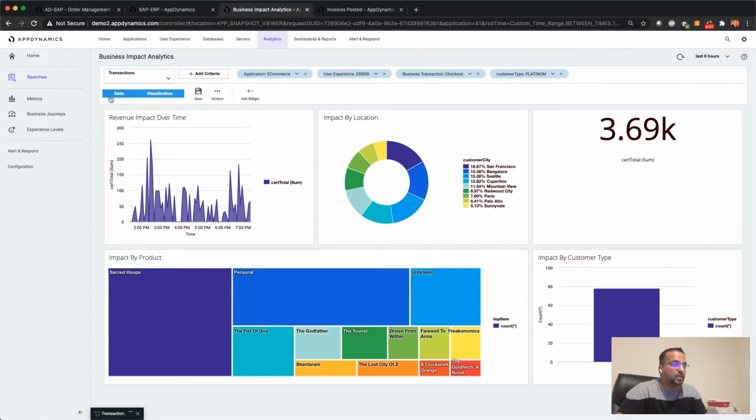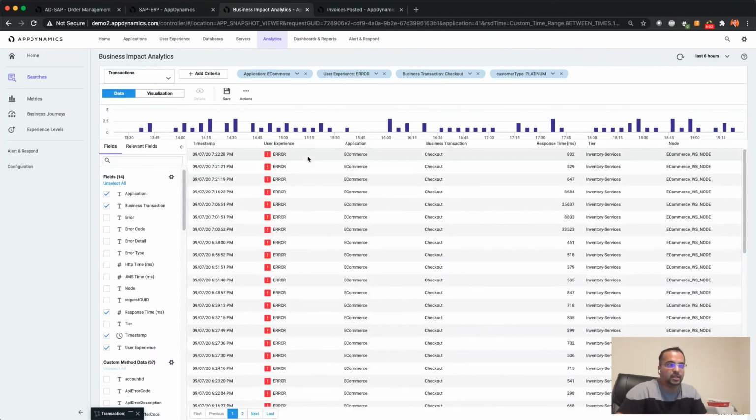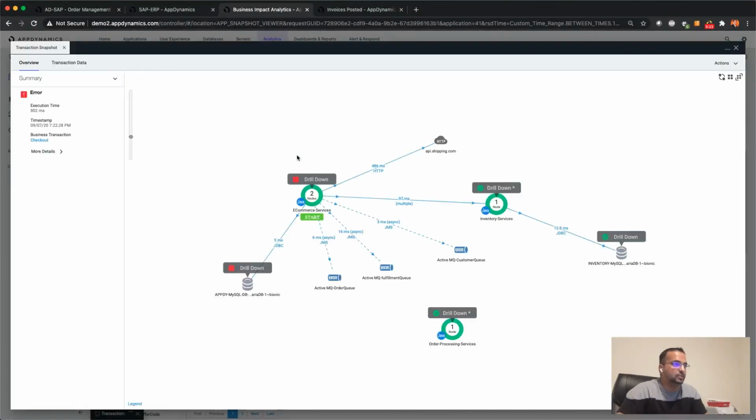When we transition to the data tab, we get the raw business transactions from where these customers are facing the problems and what exactly the problem is. Now let us take a look at what is happening in one of these transactions which is erroring out. Choosing one of these transactions and drilling down helps us identify that there are a few issues happening in the e-commerce services, which is then connected to the database. Let's drill down into that particular service.